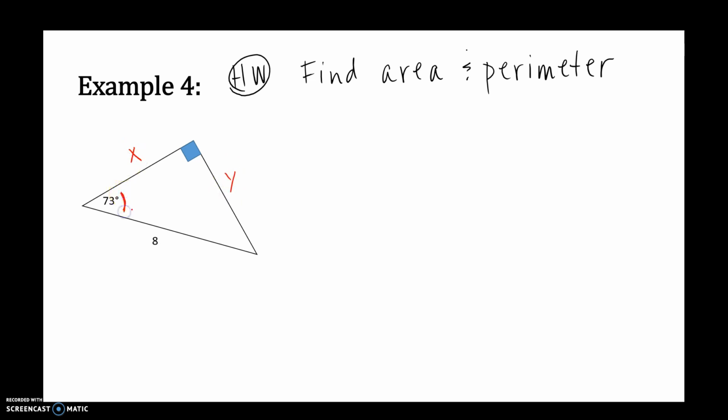From my marked angle, y is the opposite side. I have to move through the triangle to get there. x is my adjacent side. And 8, opposite the 90-degree angle, is my hypotenuse. All right, so to find y, I need my opposite side. I know my hypotenuse. Sine of 73 degrees equals y over 8. To find x, I need my adjacent side. I know my hypotenuse. So cosine of 73 degrees is x over 8. All right, so complete this problem tonight, please.